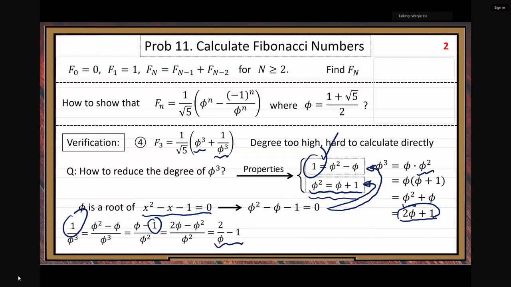Although you may argue you may want to do another round, it's okay. Because you see, 2 is 2 times 1, and 1 is phi squared minus phi, so you have another 1 over phi minus 1 equals 2 phi squared, that's 2 phi, 2 phi minus 3, right?